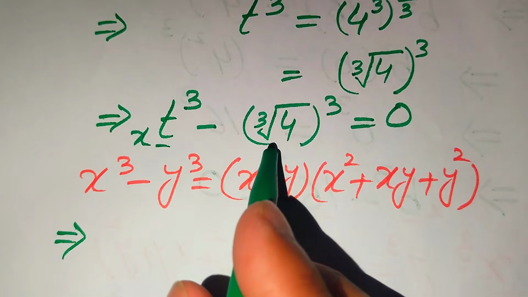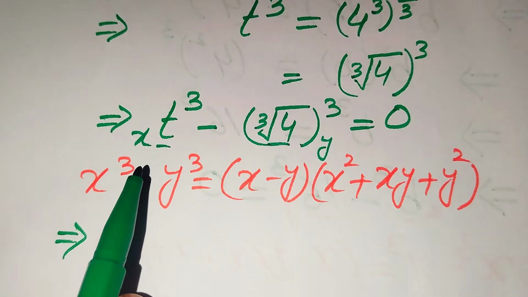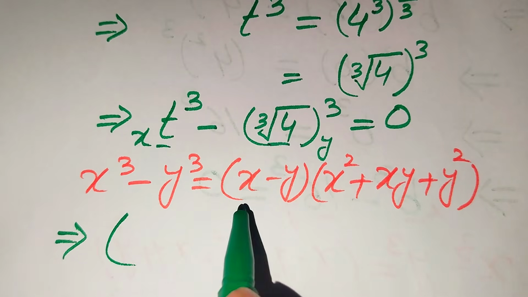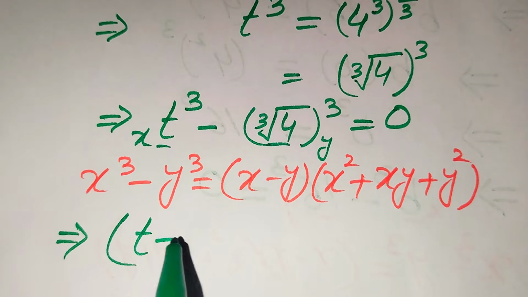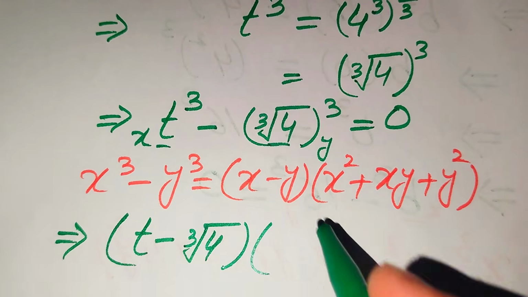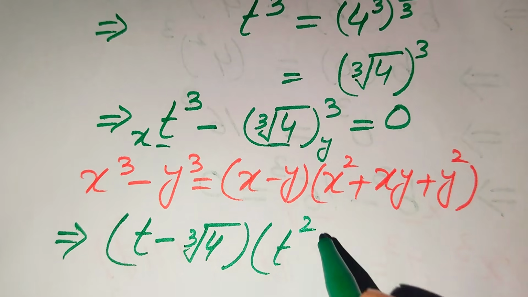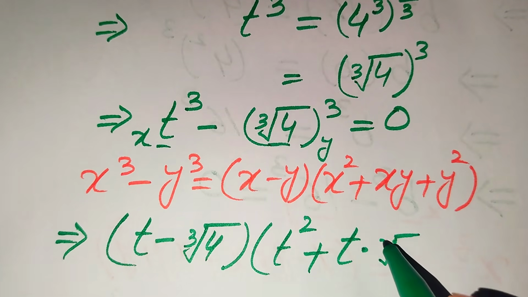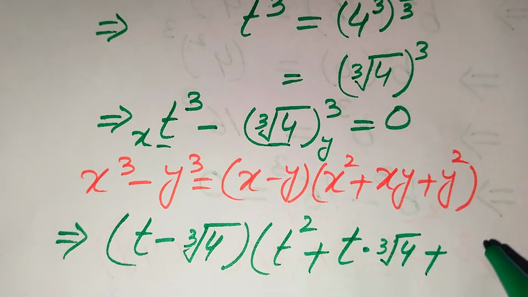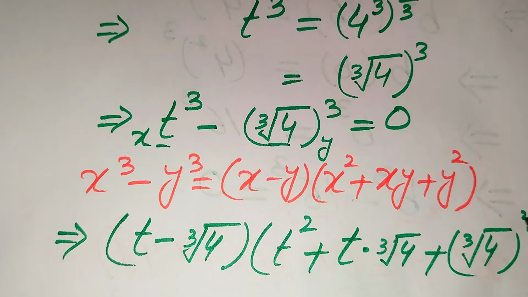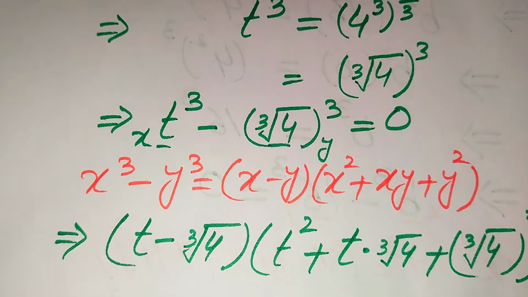The base of this term is over x, and the base of this term is over y, and we substitute the value of x and y in this formula, and it will be written as x minus y. The value of x is t, minus the value of y is cube root of 4, into x square. Here over x is t square plus xy, where x is t and y is cube root of 4, plus y square. So y is cube root of 4 and its whole square, and this is equal to 0.